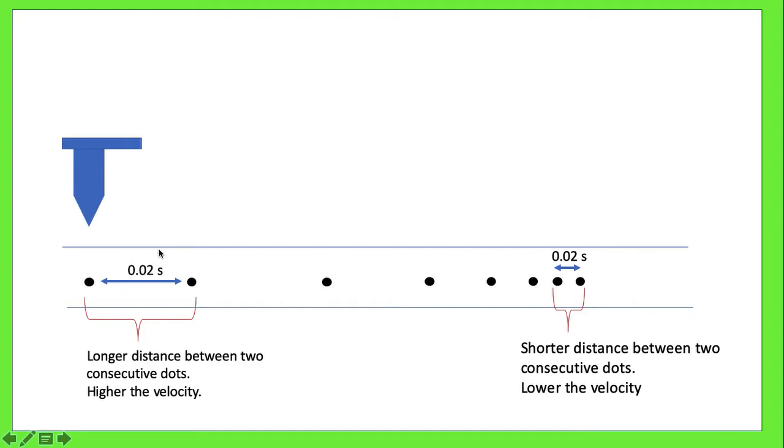But the distance traveled by this object is different. Here the distance is longer compared to this distance. This indicates this object traveled faster at the final motion compared to the early motion.